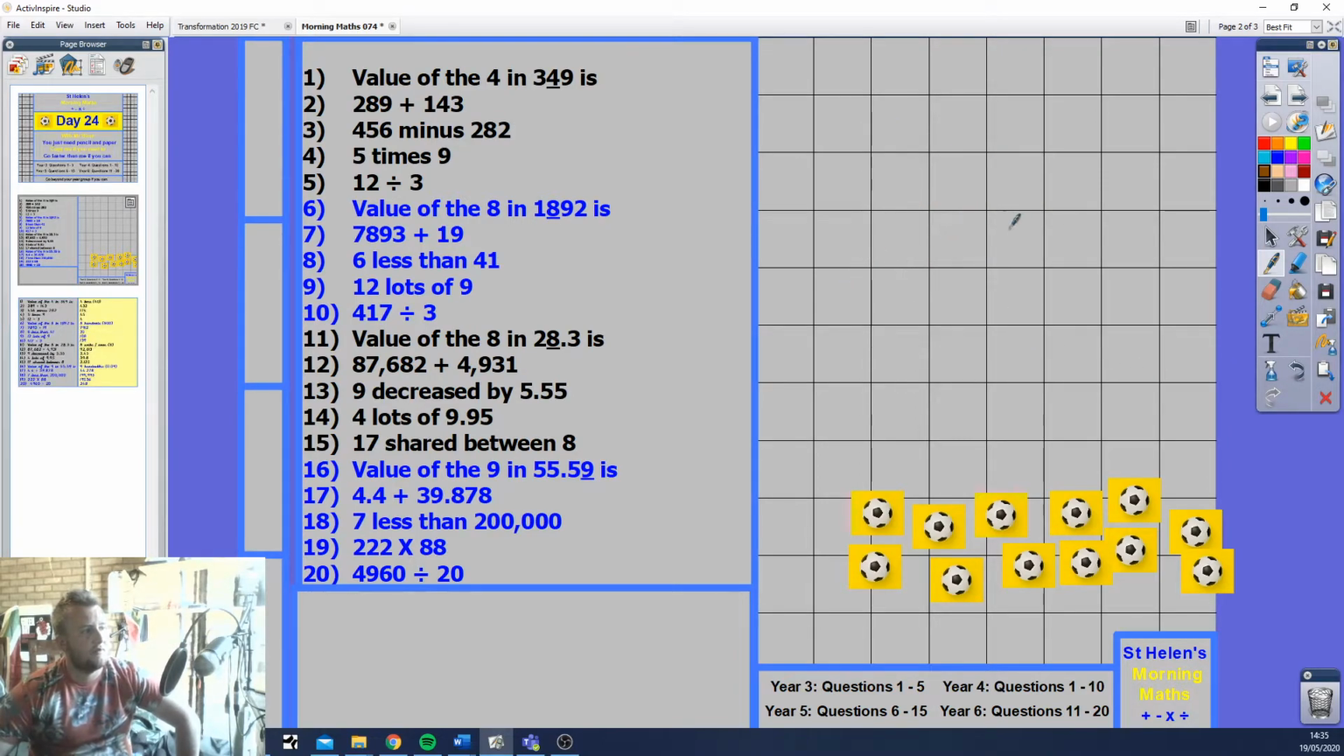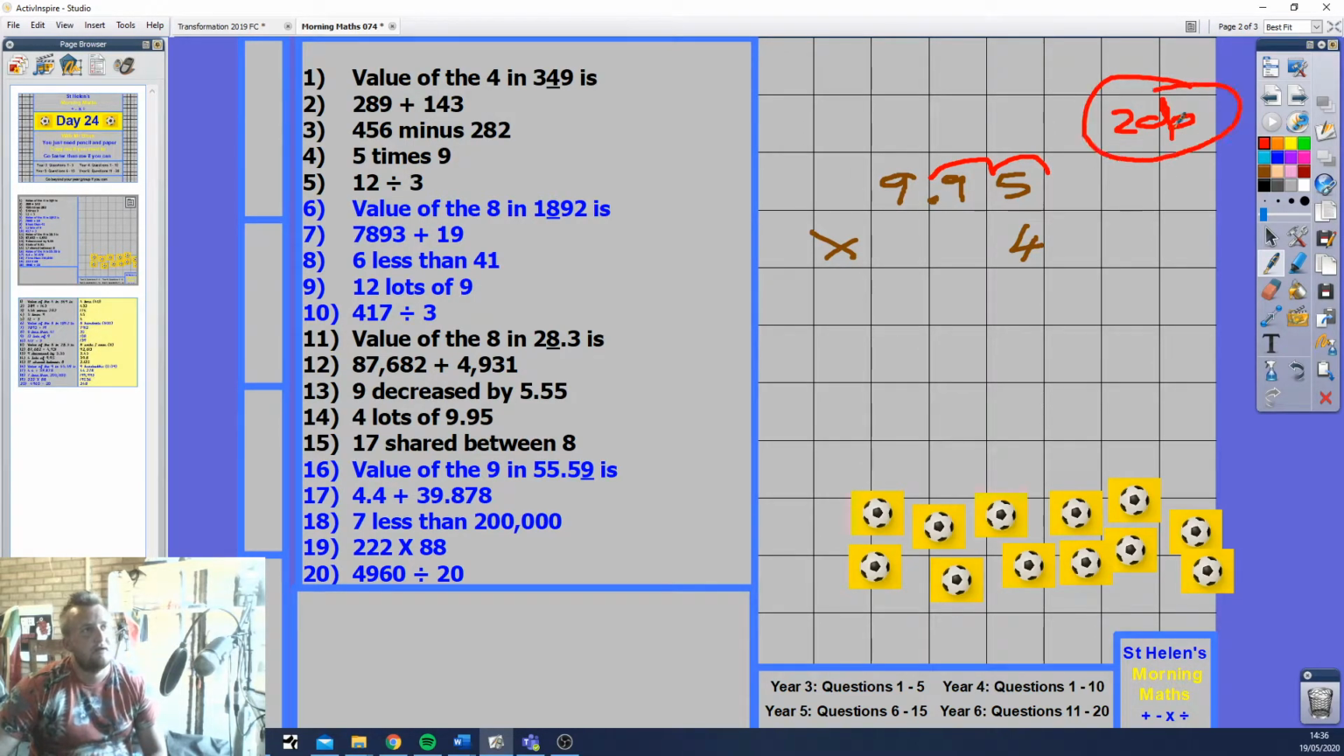4 lots of 9.95. Okay, so 4 lots. Lots is multiplication, as I mentioned earlier. So write 9.95 times 4. Now, I don't like saying this because it's like a rule, but you just make sure that you understand how many decimal places there are. As you can see, there are, in this calculation, 1, 2. There are 2 decimal places, which means that when I get the answer, I'm going to add 2 decimal places. But for now, I'm just going to do the calculation as normal.